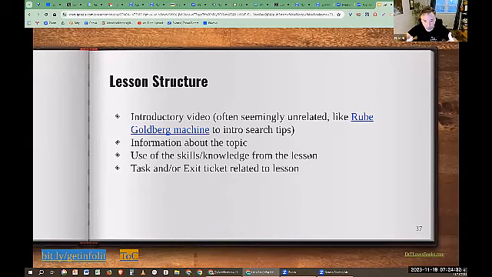That leads us up to this. And then they will use the skills, use the knowledge that we're taking from that lesson in some sort of practical hands-on way, usually to get them ready for the debate that they were going to do. And then there'd be some sort of a task or an exit ticket related to what we were talking about that day. So all the lessons are sort of structured along this pattern.